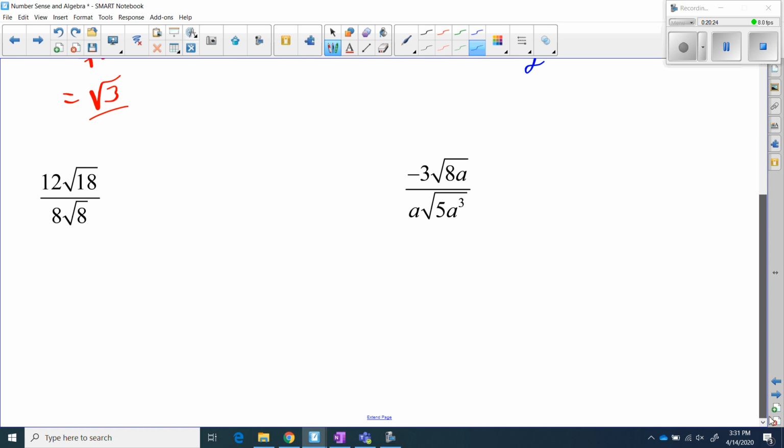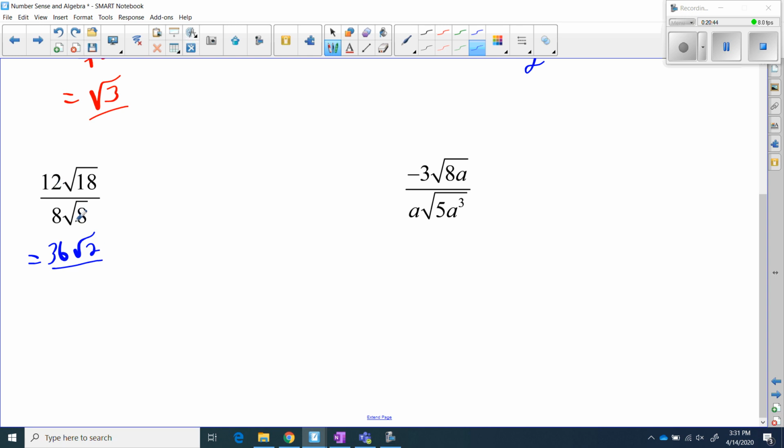All right, couple more. I think like the last one, I'm going to reduce first here just to see what happens. Square root of 18. 18 is 9 times 2. Square root of 9 is 3. Times that 12. You're going to get 36 square root 2.